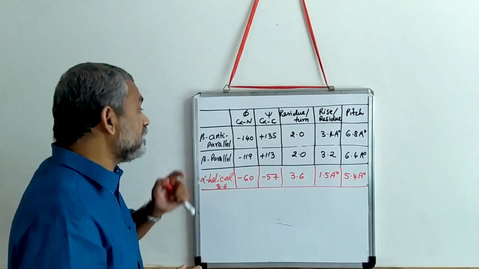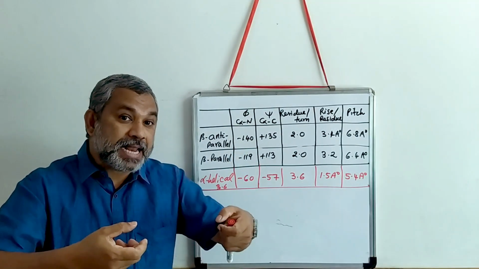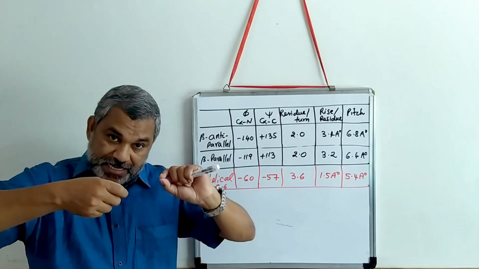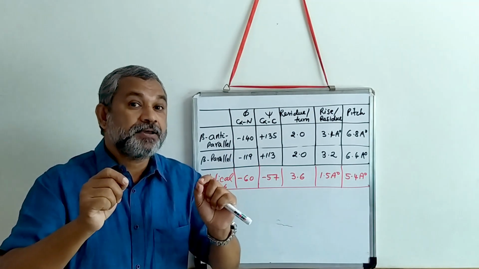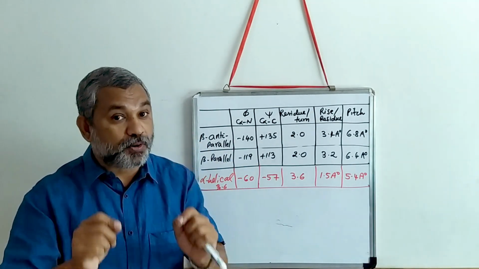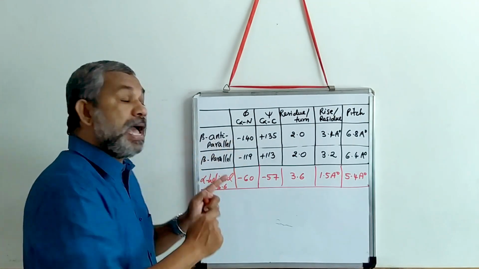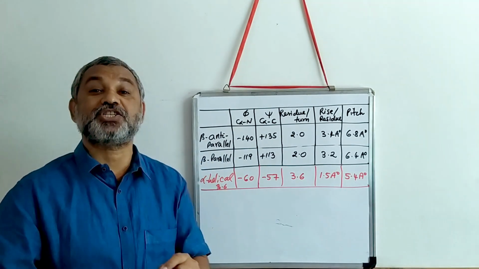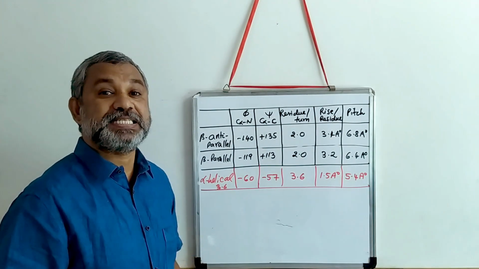Now compare this with the anti-parallel structure. In the anti-parallel structure, you can see that the phi angle is minus 140. This will become important when we are learning about the Ramachandran plot. We will be able to locate the anti-parallel structure, the parallel structure as well as the helical structure of a protein by knowing these angles. That is where the significance is.